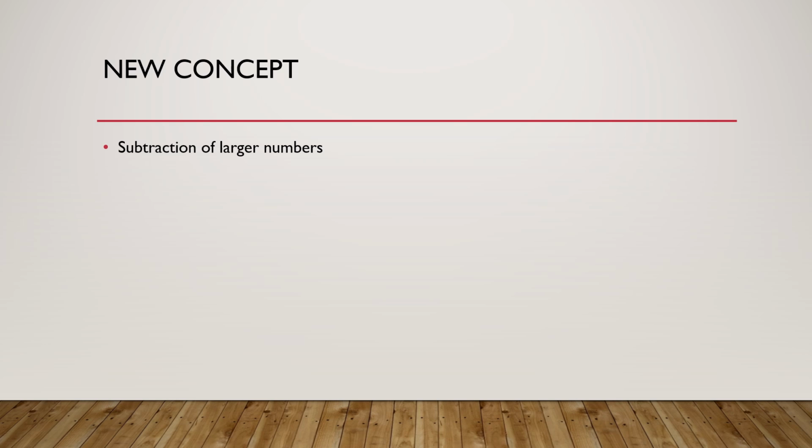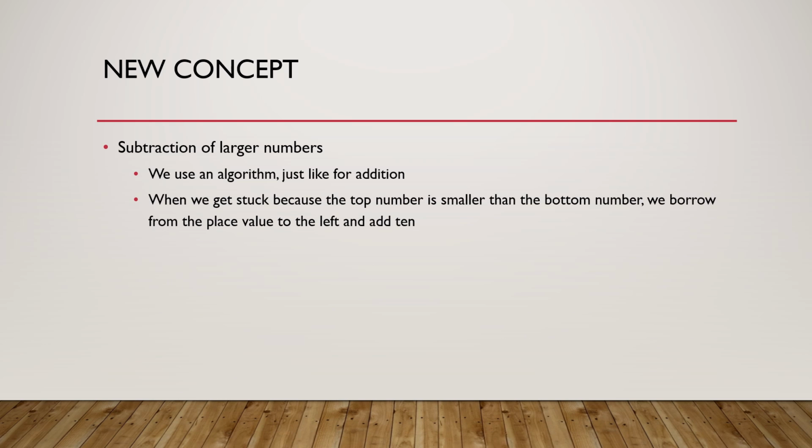Today we're going to look at subtraction of larger numbers. Our last lesson was all single-digit subtraction. So today we're going to do some subtraction with numbers that have more than 1 digit. And remember we had an algorithm for addition when we used bigger numbers, and we're going to have the same kind of thing for subtraction. And when we get stuck because the top number is smaller than the bottom number, we borrow from the place value to the left and add 10. And you're going to see some examples of that on the next screen.